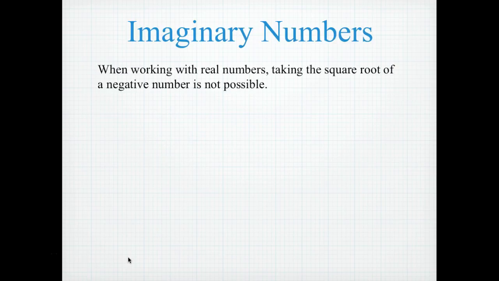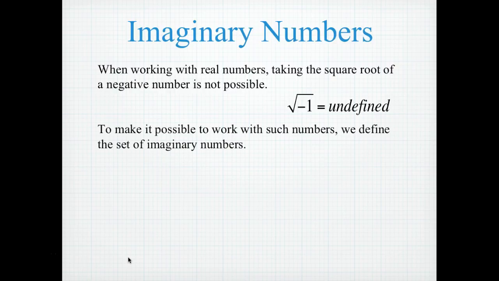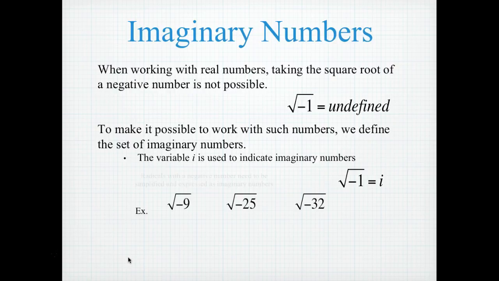When working with real numbers, taking the square root of a negative number is not possible. And previously we've always understood that the square root of a negative number was undefined. Now to make this possible to work with such numbers, we define the set of imaginary numbers. The variable i is used to indicate imaginary numbers, and the square root of -1 is now defined using the letter i. So we have a few examples.